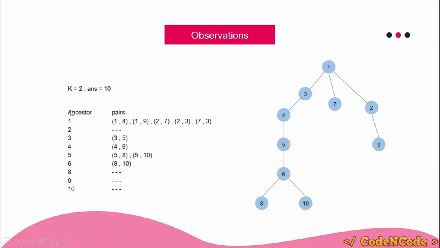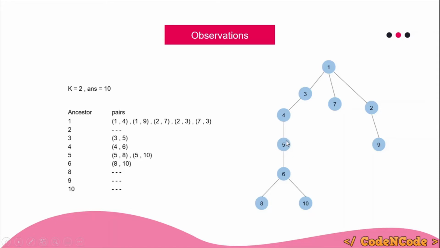Now there's one important thing here. You see on the left hand side I've written ancestor. What I mean by that is lowest common ancestor. If you observe the pairs, you will see that for all of these pairs the LCA is 1. For this pair the LCA is 3. The left hand side represents the LCA and the right hand side are the pairs. So for example 5, 8 and 5, 10, the path between 5, 8 and 5, 10 has LCA 5, right?